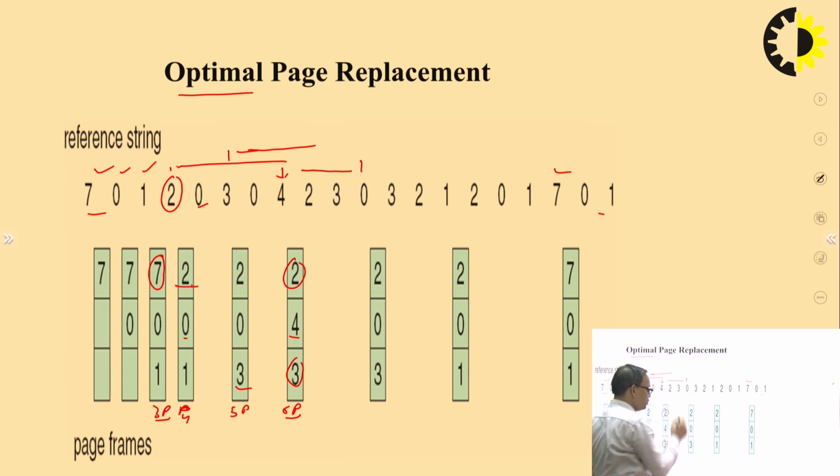0, again 0 is not present in main memory, so page fault count value will be increased. It is 7 now, and from here we will move in the forward direction, and we will see which will be used after a long amount of time.